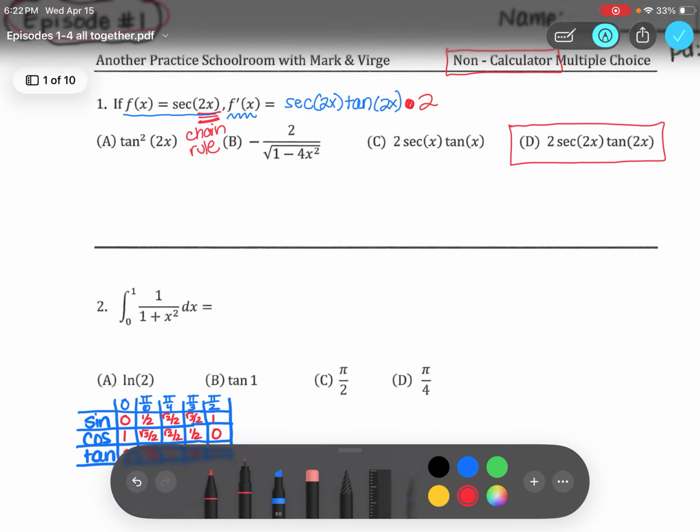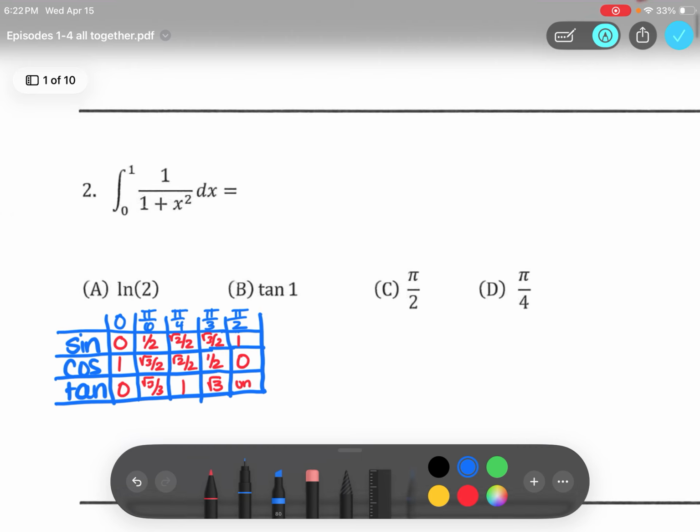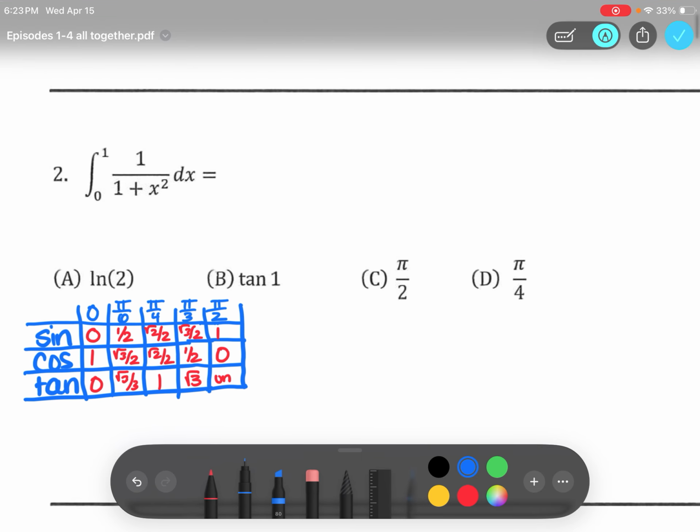Okay, question number 2. Now we're doing an antiderivative, and I have a little chart set up already for us because we're going to need it in this problem. I have to think to myself, what is the antiderivative of this thing? And that's a gold sheet formula. The formula from the gold sheet is this is one of the inverse trig functions. It's inverse tan. So this is inverse tan of x.